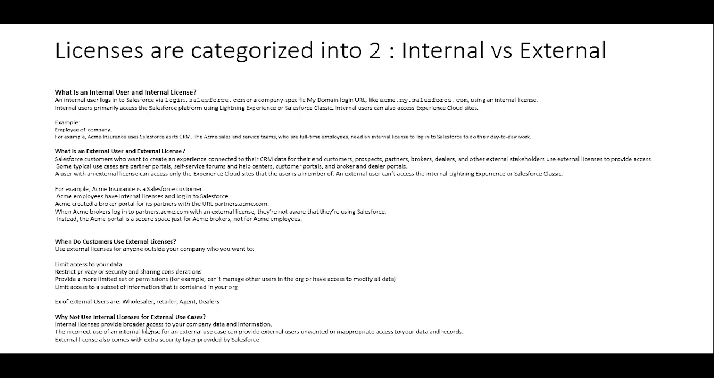It says that an internal license provides broad access to your company data and information. The incorrect use of an internal license for external users can provide them unwanted or inappropriate access to your data and records. An external license also comes with an extra security layer provided by Salesforce. So in short, for external users, Salesforce recommends that we should always go for external licenses because of the extra security provided by it, and we don't want to accidentally give access to more objects or records than what we intended for external users to have access to.